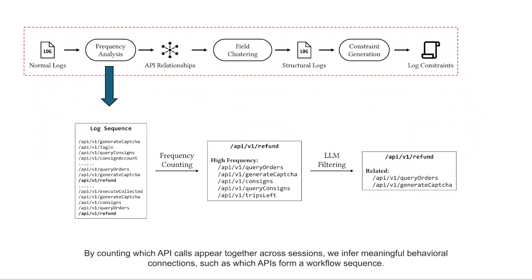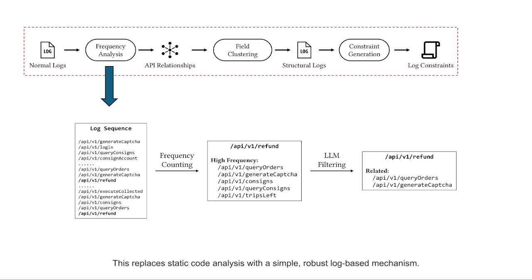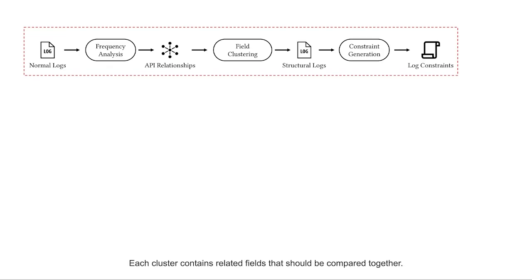AgenticNorm identifies related APIs using frequency analysis. By counting which API calls appear together across sessions, we infer meaningful behavioral connections, such as which APIs form a workflow sequence. This replaces static code analysis with a simple, robust log-based mechanism.